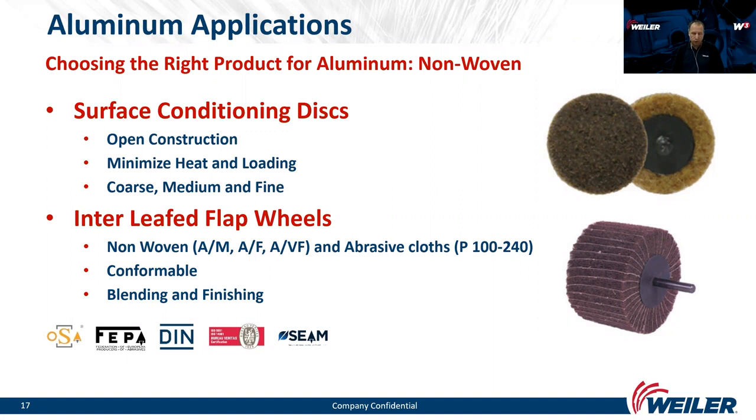So if your job is to clean or polish the surface, if you want to minimize the heat or loading, or you have to clean pipe threads, and if you want to get a smooth and clean surface, then you should ask for Weiler non-woven products. And just not to forget, all non-woven products can be used wet or dry on a range of materials, not just for aluminum applications.